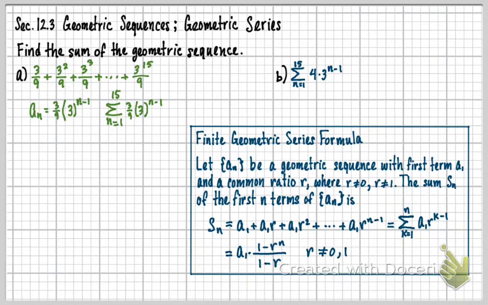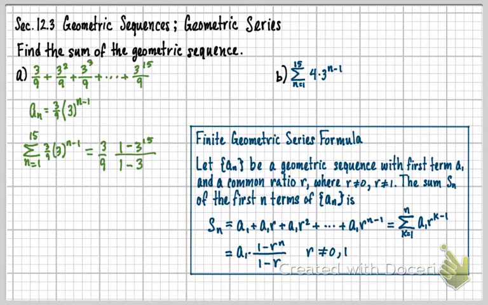Okay, so now that we have this sum, this is going to equal my a1, which is 3/9. Now again, if that's bothering you that I didn't reduce that, definitely reduce it. It's fine. On the top, I'm going to have 1 minus, my r is 3, so I'm going to put a 3 there, and my n is 15. And then this is just going to be 1 minus 3 on the bottom.